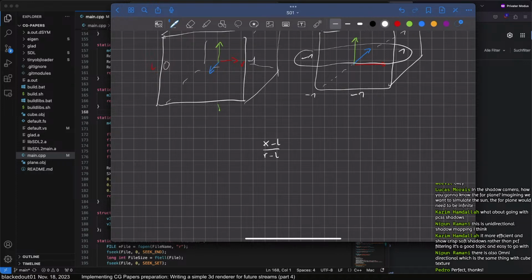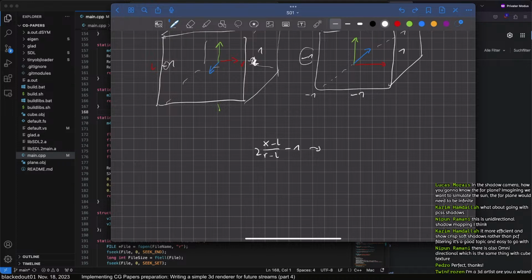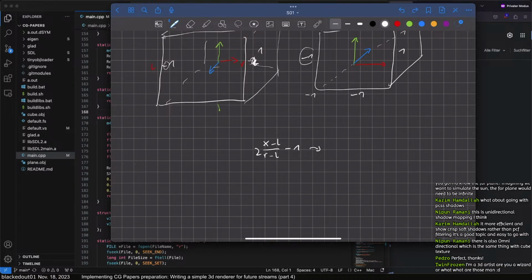And then to transform this to -1 and 1, we can scale this by 2. Then we have 2 here. And lastly, we can subtract 1. Yeah, then we have -1 here and 1 here. And that's basically the transformation that is needed for the x value. It's not really that complicated.